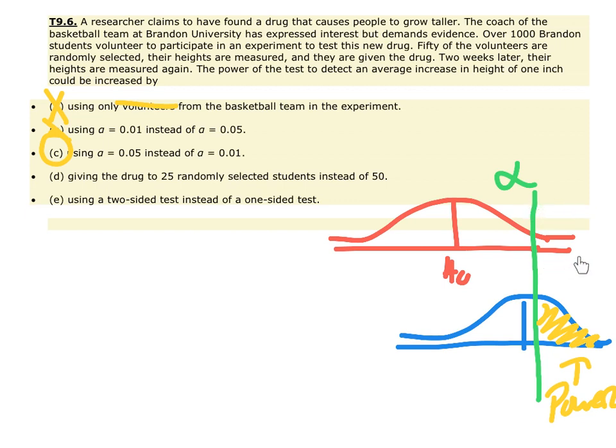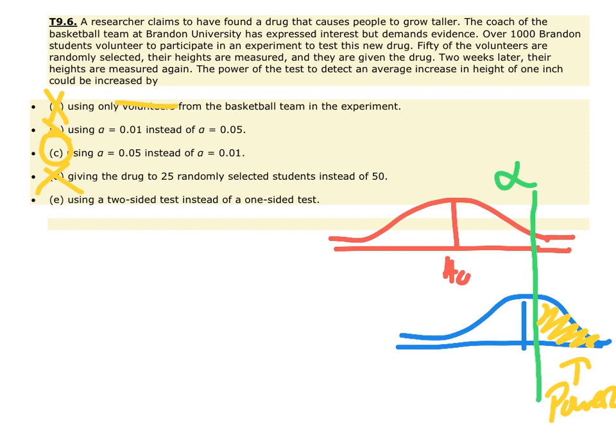As this green line pulls itself over, it's going to cut out less of this yellow space. You're going to actually reduce your power. So that means lowering your sample size reduces power. Increasing sample size increases power. Thus, this one is actually not going to work for our case.